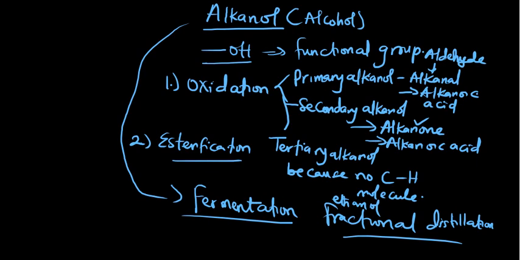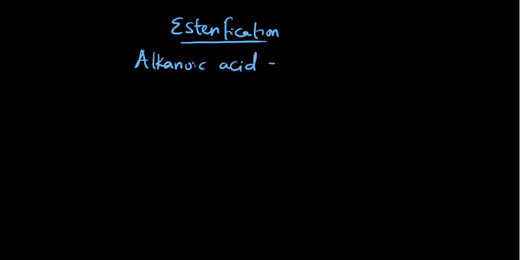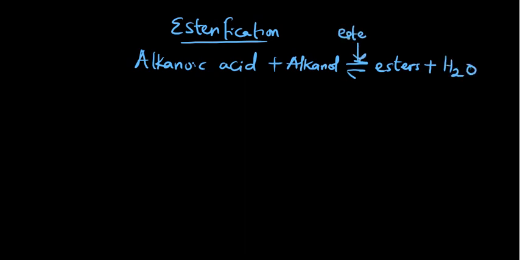So what happens in esterification? Let me talk about that. Esterification is the process whereby esters are formed. Alkanoic acid reacts with alkanol to form ester and water, in a reversible reaction. The forward reaction is esterification and the backward reaction is hydrolysis. What is hydrolysis? That's addition of water to break the substance down. So that's not what we are doing now.